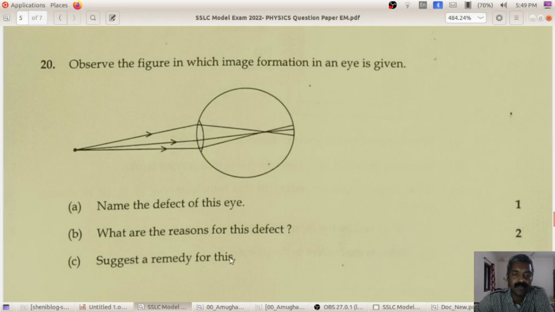Okay, suggest a remedy for this. Using a concave lens with suitable power, we can overcome this defect.